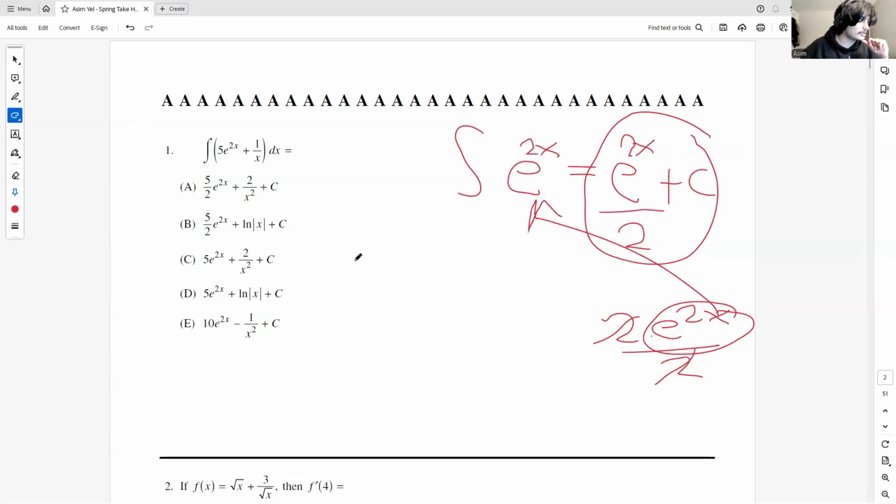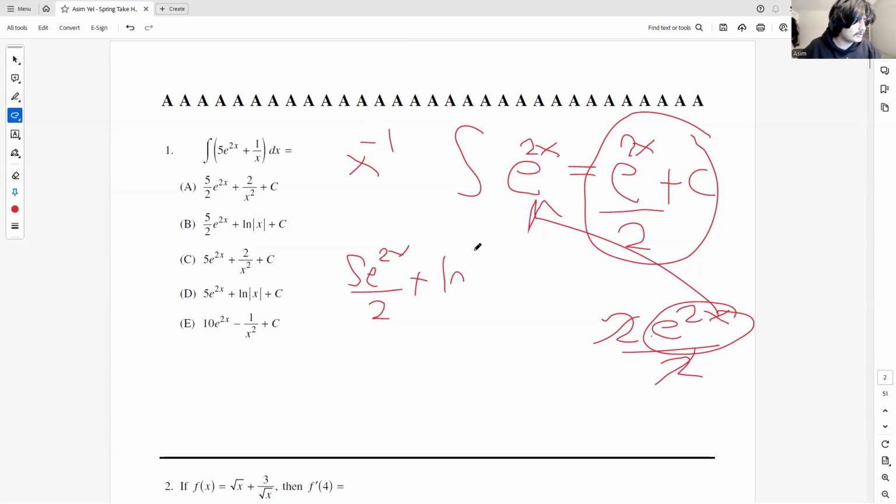All right, so taking the integral, 5 e to the 2x divided by 2, because we have 2 in the exponent, plus 1 over x. So what is 1 over x, guys? 1 over x is x to the negative first power. But I can't take the integral this way, because if I add 1 to the exponent, I get x to the 0, and I can't divide by 0. So therefore, there is a rule.